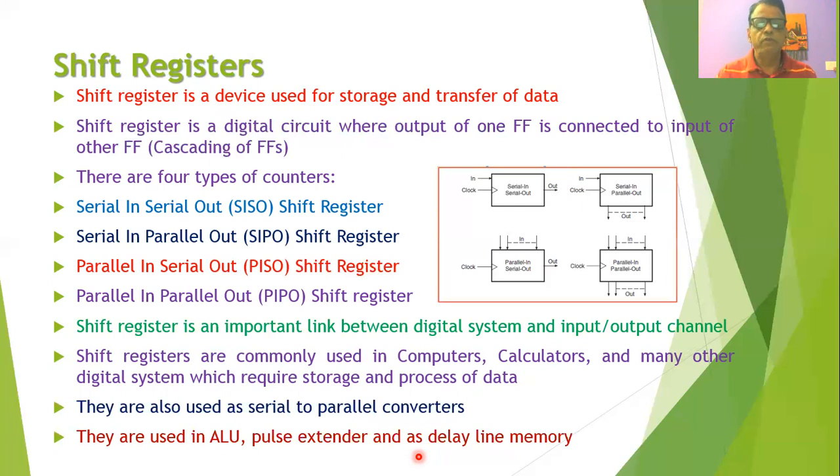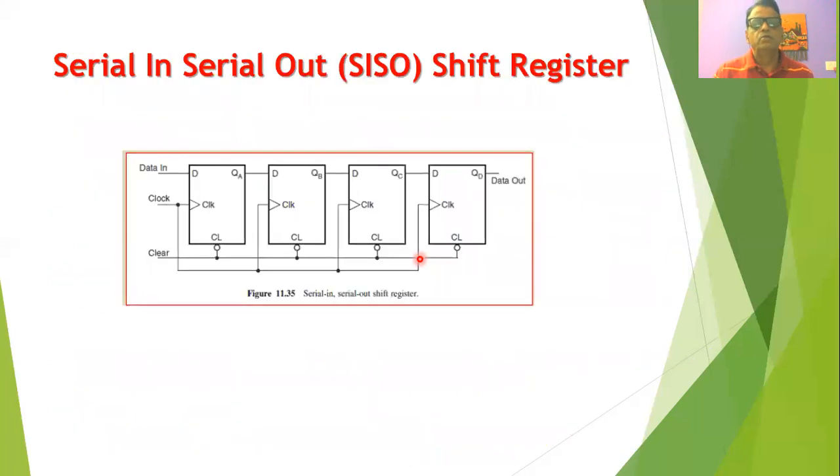So in this session, we'll be discussing all such four different types of shift registers. We will see how they are constructed, and we will also see how they work. Let us go for the study of the first shift register, and this shift register is called the serial in, serial out shift register.